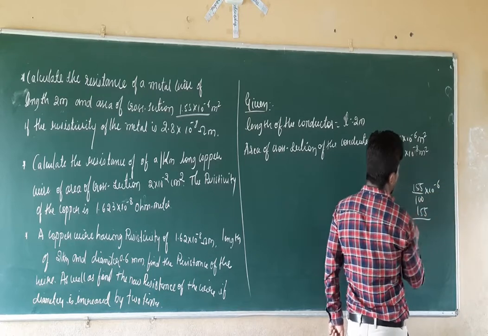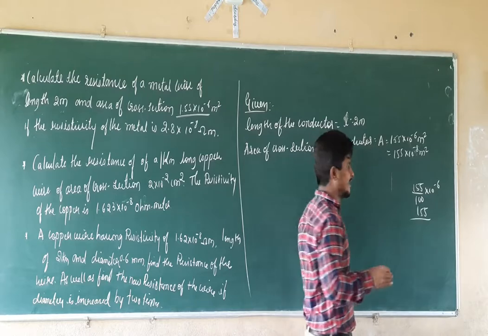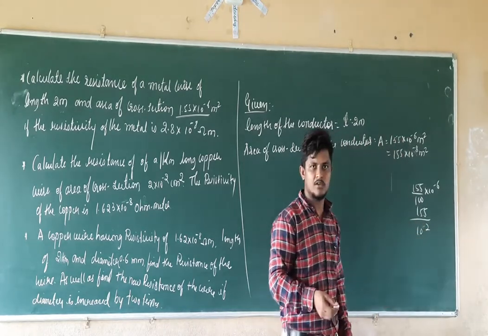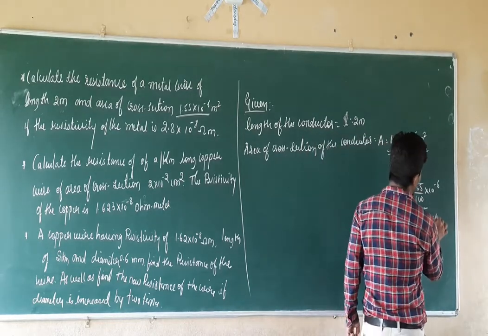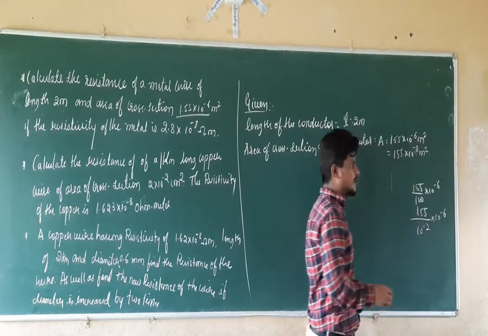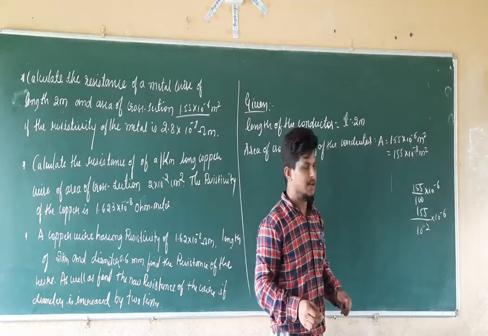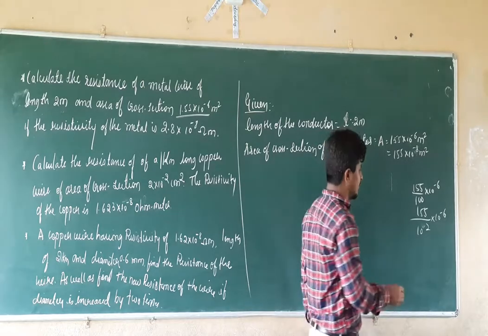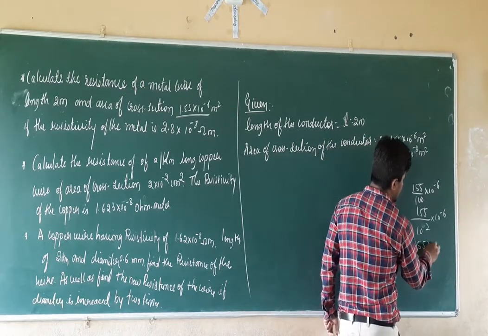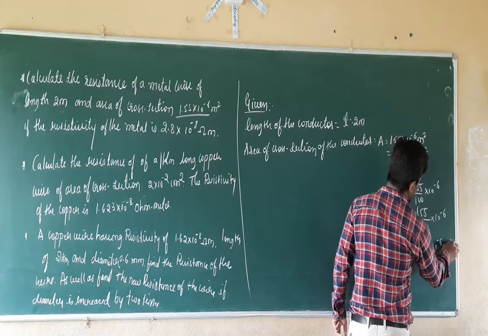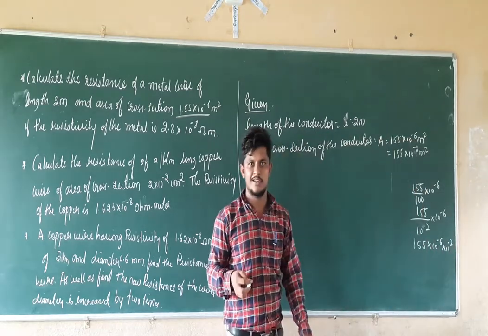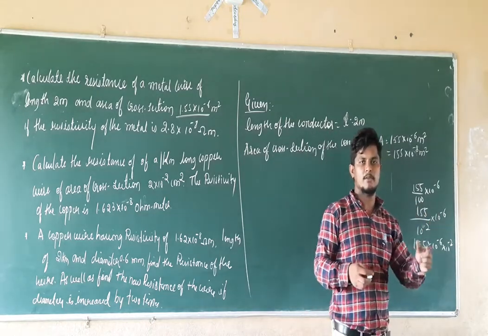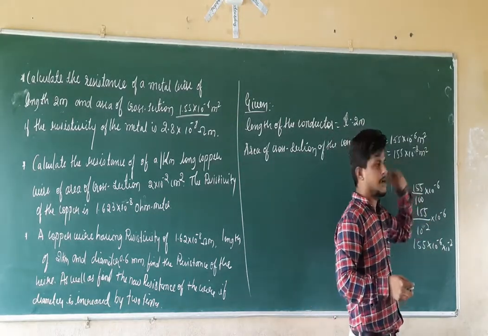How are you going to write 100? You write 100 as 10 squared, that is 10 raised to plus 2. So it will become 10 raised to minus 6, with 10 squared in the denominator. If you take that denominator into the numerator, it will become 155 into 10 raised to minus 6 into 10 raised to minus 2. Again, by using the relationship that a raised to m into a raised to n is equal to a raised to m plus n, it will become 10 raised to minus 8.